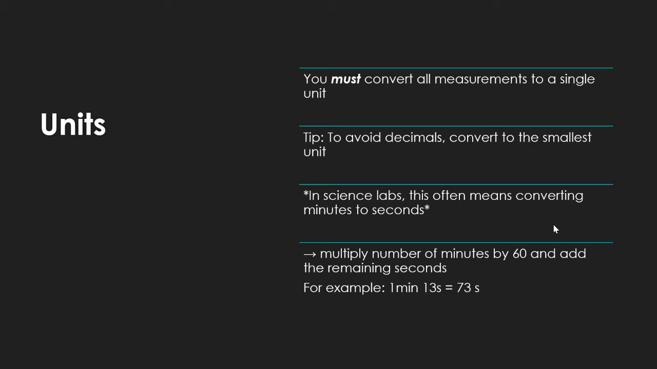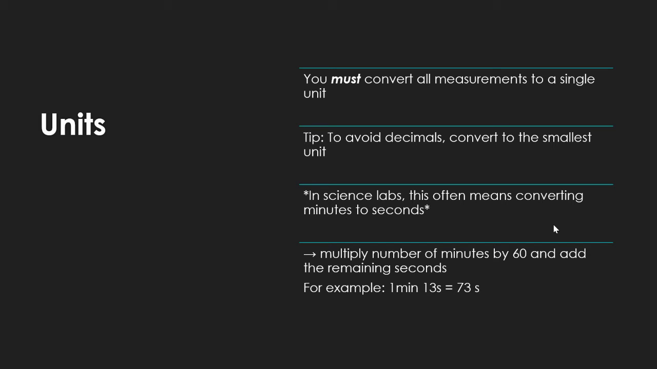Units are really, really important because if we're going to count something, we need to really communicate what we're counting. If we're counting bananas, we need to say 3 bananas. If we're counting centimetres, we need to say centimetres. You must convert all measurements to a single unit. That just makes it a lot clearer. We just try to avoid decimals and convert to the smallest unit.